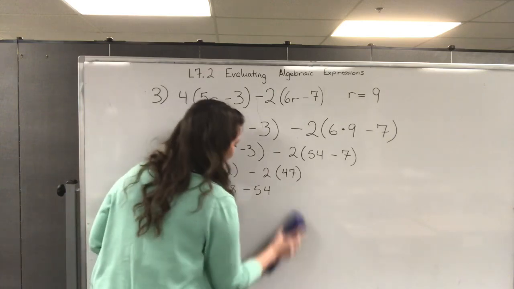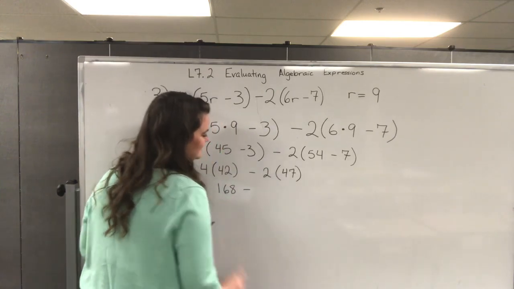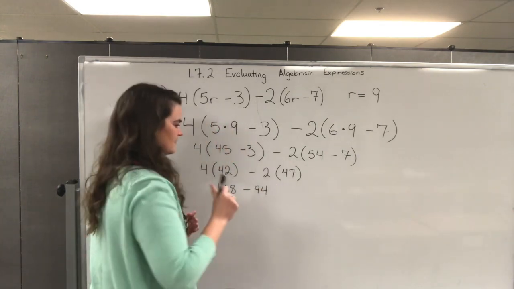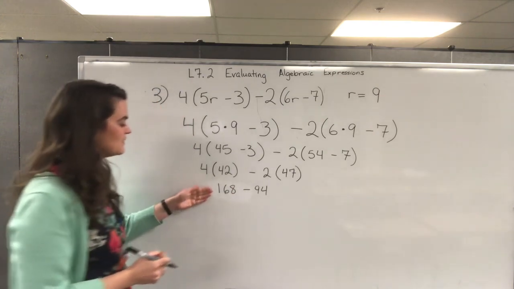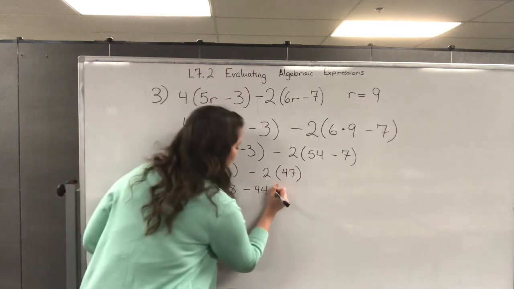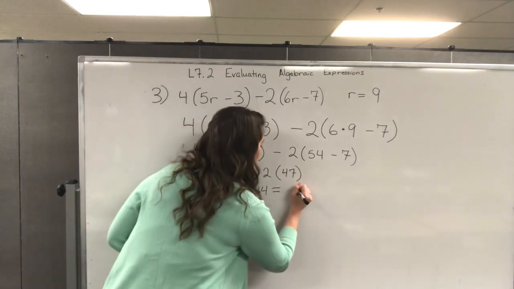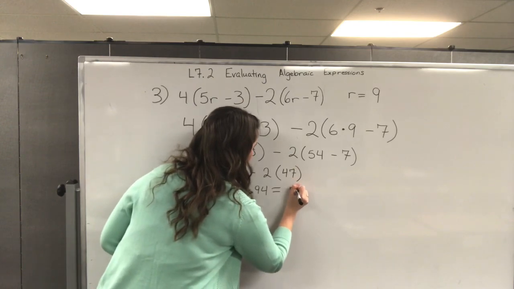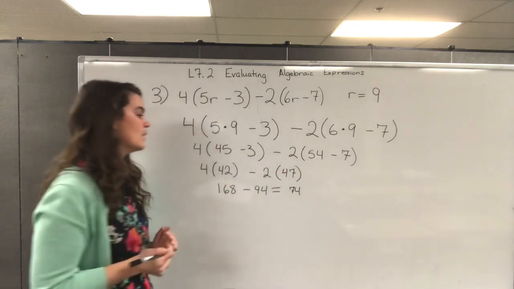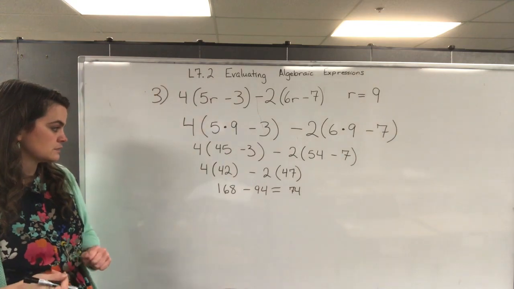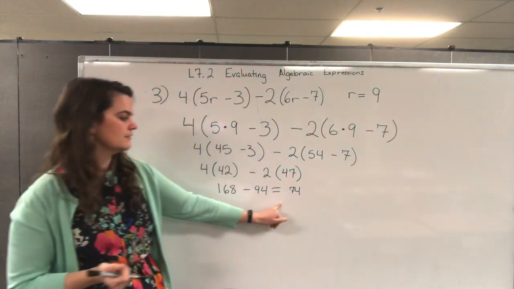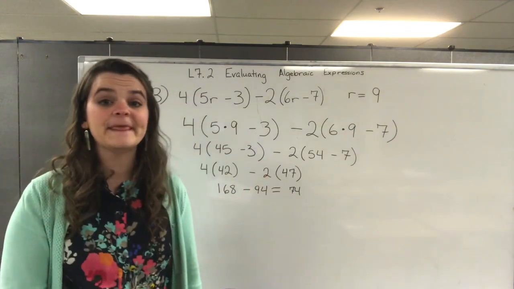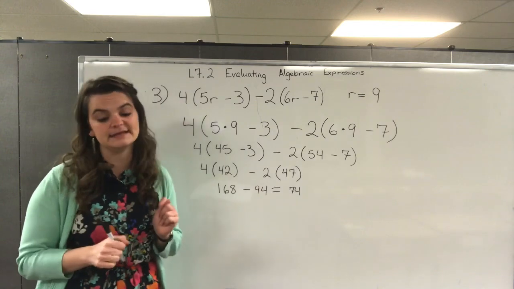No, it does not. Sorry. 2 times 47 equals 94. Yeah, 94. And then we do 168 minus 94, and that equals 74. Is that correct? Yes. All right, so then we get to our answer, 74. So I hope that is what you got as well. If not, go back and check, find where your mistake was, okay?